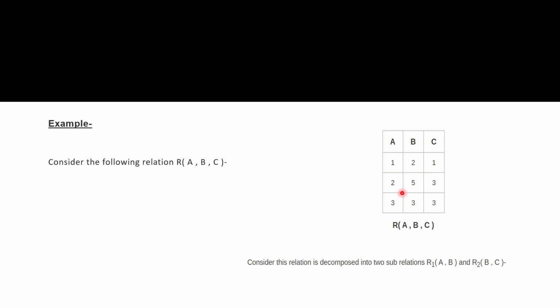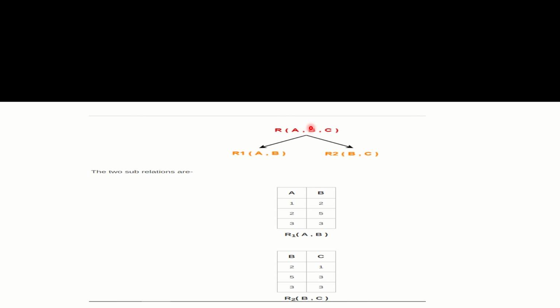Suppose that we have a table which contains 3 attributes, A, B and C. Let these be the values of A, B and C. And suppose that we are going to decompose this original table into 2 subtables R1 and R2, where R1 contains the attributes A and B and R2 contains the attributes B and C. That is, we are decomposing the original relation into 2 subrelations R1 and R2. R1 contains only the A and B attributes of R, and R2 contains the subset B and C of R. So we can see that R1 looks like this table, and R2 looks like this table.